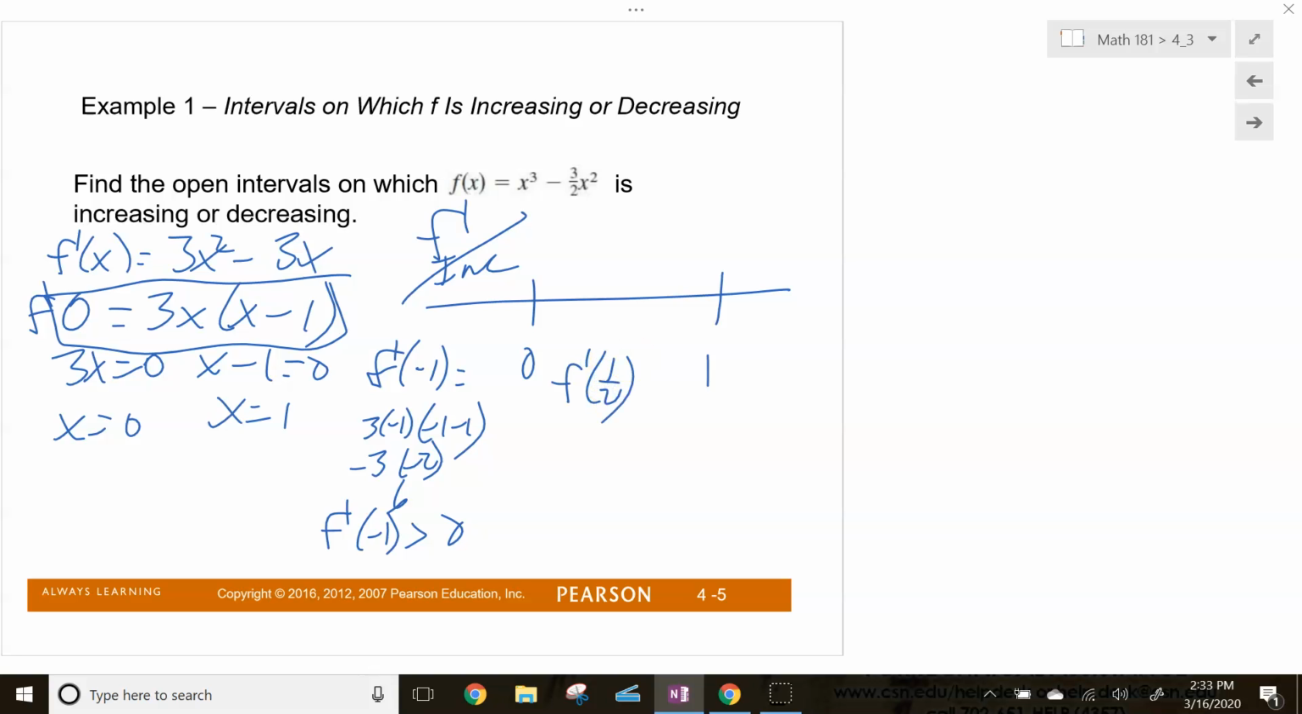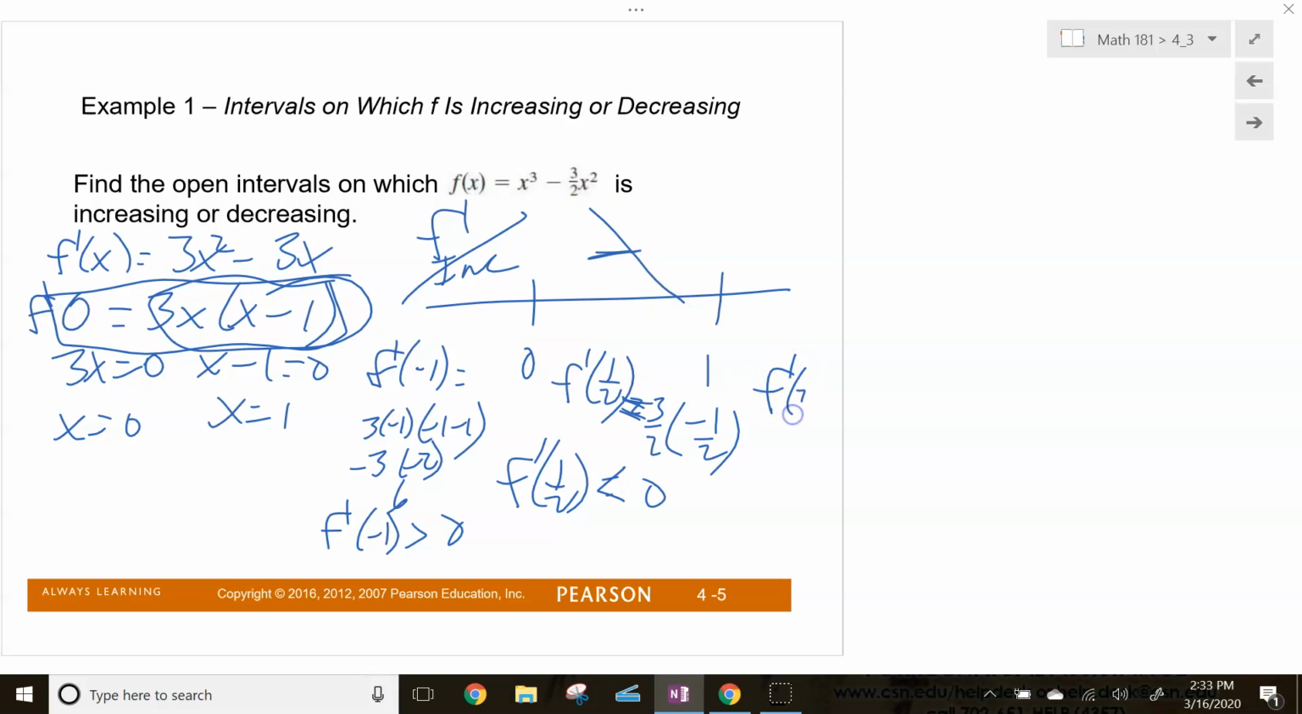Now we're going to throw in a half. So I got 3 times a half, which is 3 halves, times a half minus 1. Again, I'm plugging it into here. So this equals 3 halves times negative a half. So we got -3/4. What's important is this is negative. F prime of 1/2 is negative. That means all slopes of the tangents are negative, so the function must be decreasing.